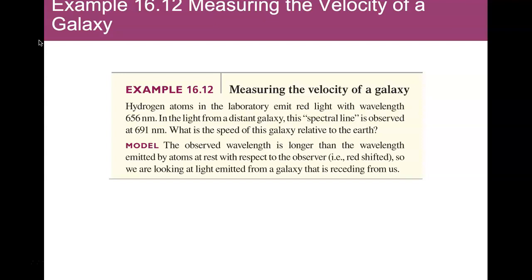So it has to do with the difference between the energy levels of that atom. It's a characteristic wavelength in the spectrum of hydrogen, and this is called a spectral line. Now, if you observe the light from a faraway galaxy, this particular spectral line is observed at a larger wavelength, right? So the question is, what is the speed of this galaxy relative to the Earth? And also try to think about whether it's moving away or moving toward the Earth.